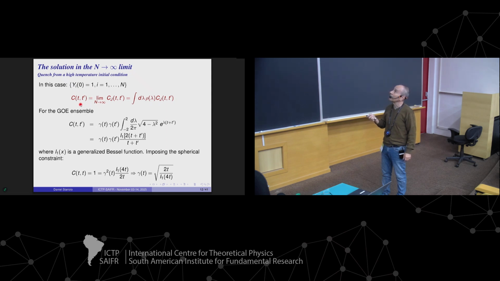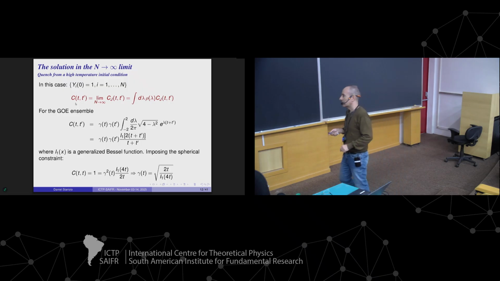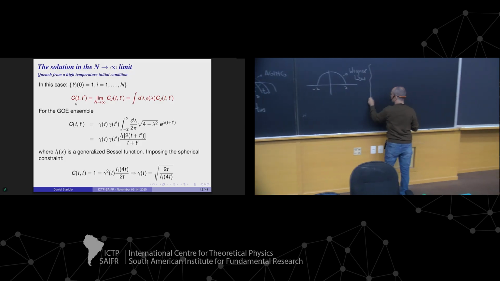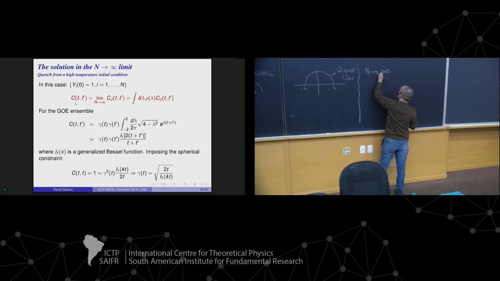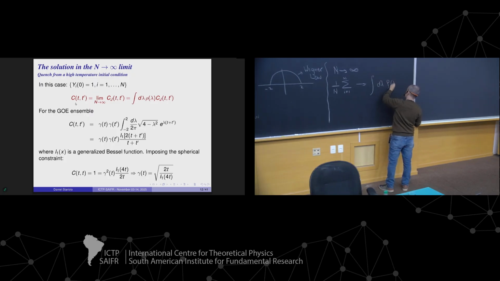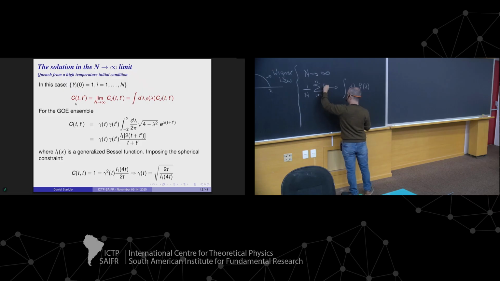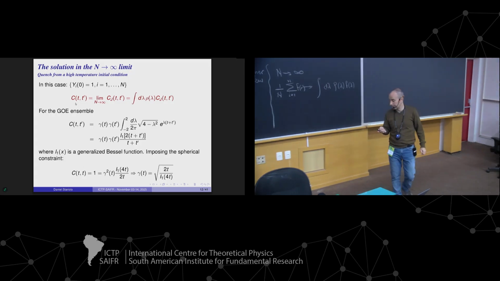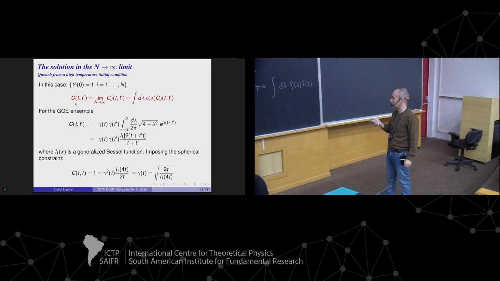In the thermodynamic limit, 1 over n versus the sum over m turns to an integral over the density of eigenvalues. So when n goes to infinity, this sum goes to the integral over the density of eigenvalues, say rho of lambda. And here we will use the Wigner semicircle law for the density of eigenvalues.